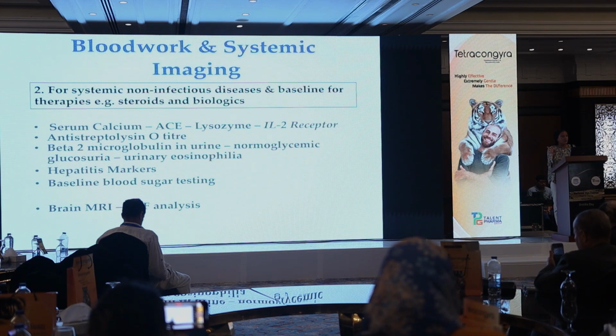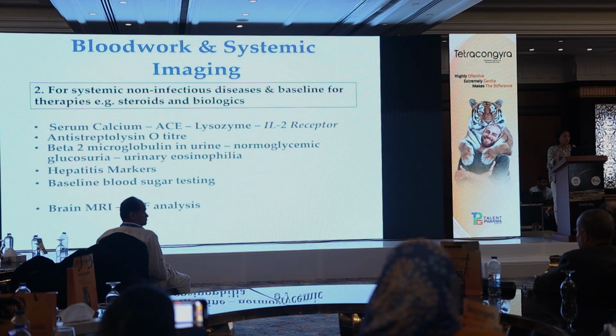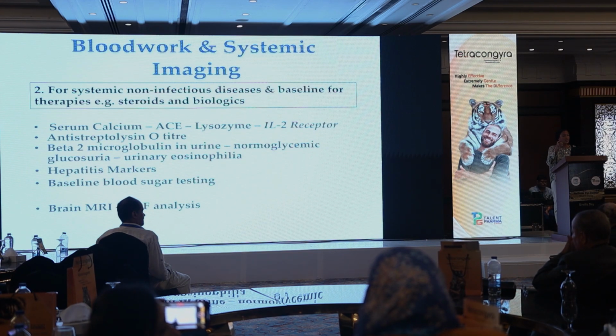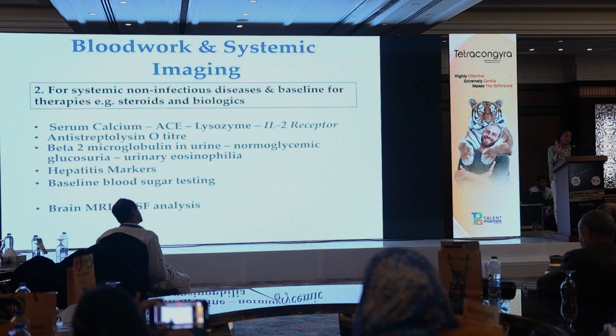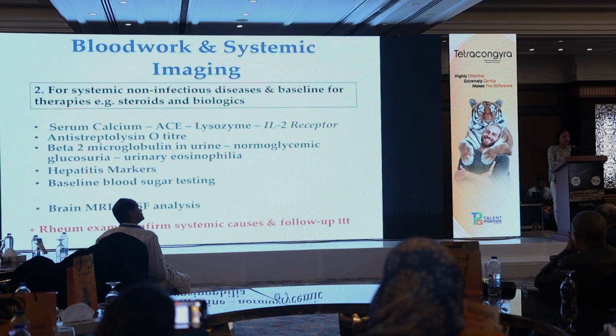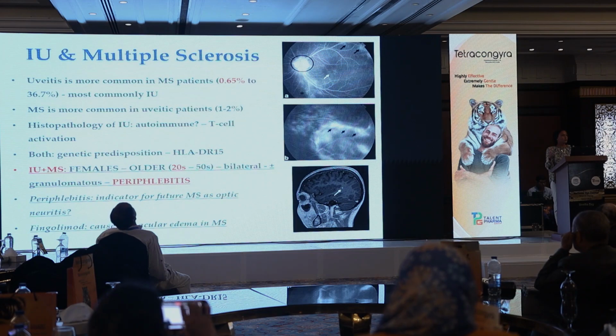Regarding the systemic imaging, I run it for sarcoidosis if I suspect it, if I see something granulomatous. I check beta-2 microglobulin in urine for TINU, and the hepatitis markers, because I may start systemic steroids. And usually in female patients with bilateral intermediate uveitis and significant peripheral uveitis, I order a brain MRI to rule out MS, especially if I'm going to use TNF-alpha inhibitors. And we send to the rheumatologist.